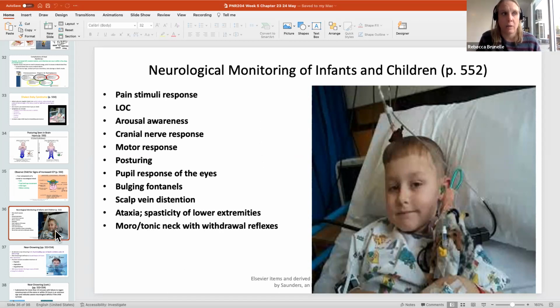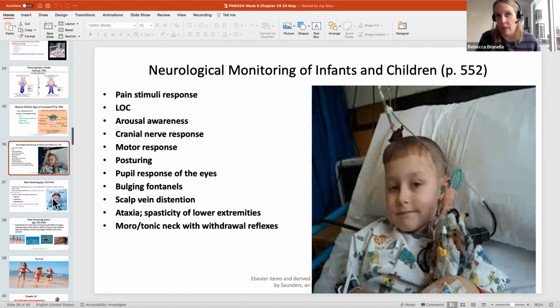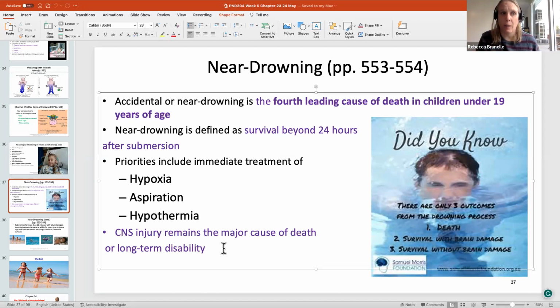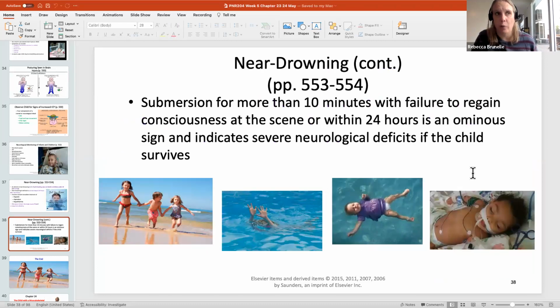In children, they can end up with neurological problems with a near drowning event. This is the fourth leading cause of death in children under 19, so it is a significant problem that we need to be educating parents about. Near drowning is defined as survival beyond 24 hours after they've been submerged. Immediately, you need to be thinking about hypoxia, because they haven't had oxygen, aspiration, getting the water into their lungs, and how cold they are. If they're not recovered within 24 hours, it's pretty ominous. Usually you would see recovery within 24 hours if they're going to do okay following a near drowning.